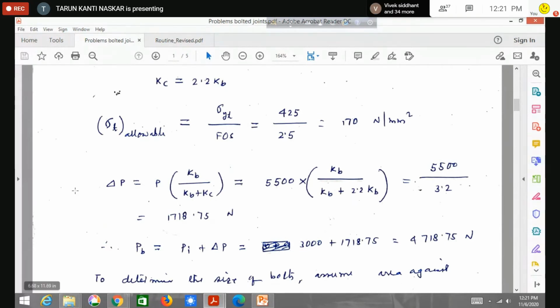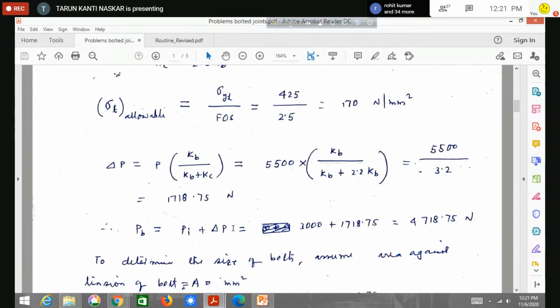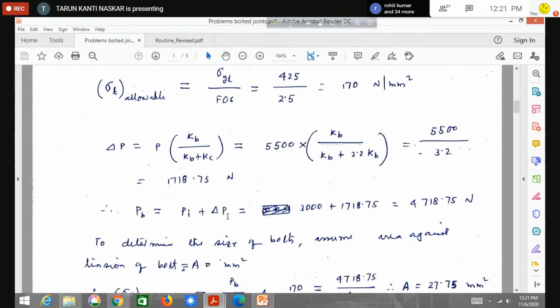So there is an expression of delta P. So delta P is equal to P multiplied by Kb by Kb plus Kc. And the ratio of Kb Kc is given. So from this we can find out the delta P is equal to 1718.75 Newton. So Pb is equal to Pi plus delta P. So ultimately this is the value, that is 4718.75 Newton.